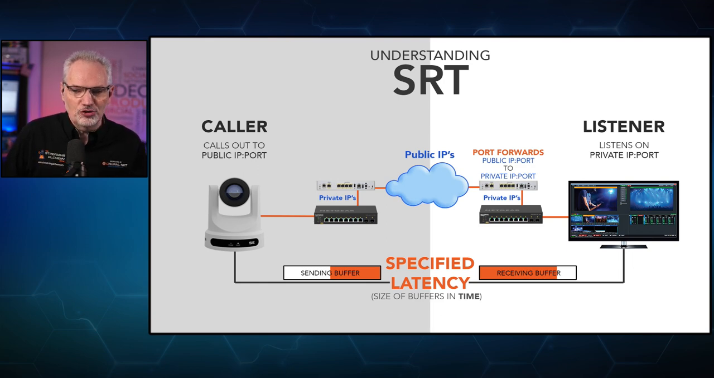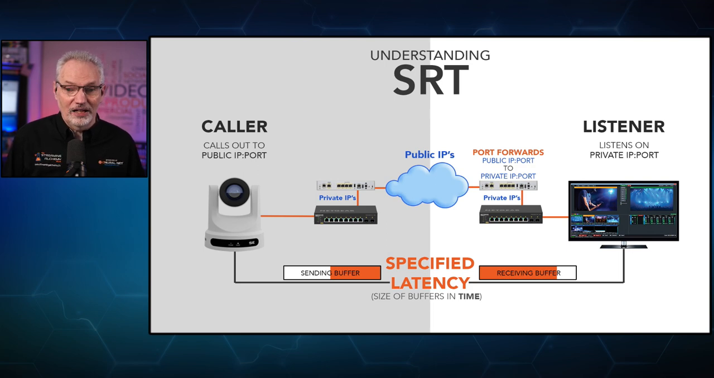So if anything drops in the interim, it can go back to the sending buffer and say, please retransmit that packet. I didn't get it over here. But it doesn't do it so directly. What it's really doing is, on the sending side, it's waiting for a certain period of time. And if it didn't get acknowledgement that that actual packet was received, it will go and retransmit it. So it is very efficient. It doesn't require a lot of round tripping. It's basically pushing out packets.